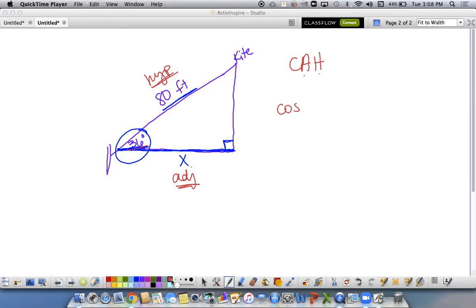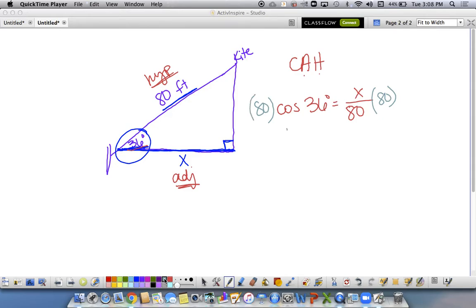Wait, we're given the angle. Cosine 36 degrees equals adjacent over hypotenuse. How do we solve for the adjacent? How do we solve for x? Cosine 36 degrees equals x over 80. How do we get x by itself? We're going to multiply both sides by 80.